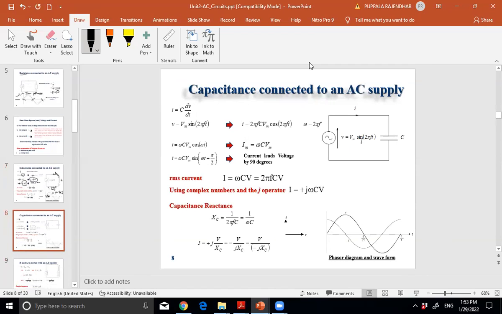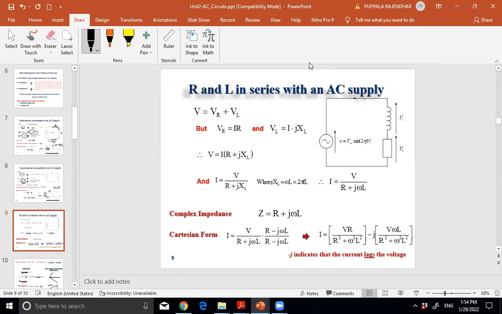And when a capacitance is connected, the same waveform is given. Here this will be the current waveform. Here, plus we are getting. Plus means leading. Which one is leading? Current is leading by an angle of pi by 2 when we compare with the voltage. So this is regarding the basics of RLC, right?